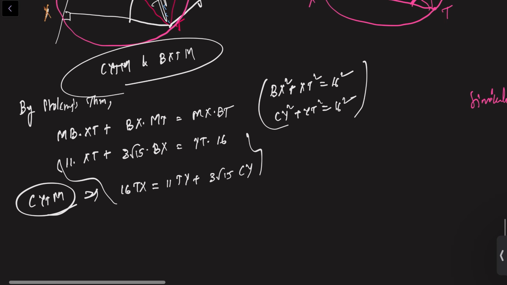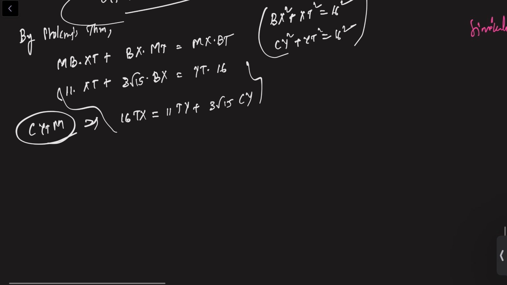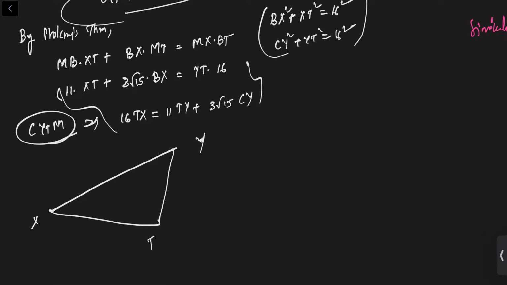And apart from that, if we just consider the triangle XTY, this triangle looks something like this. So we are given X, Y and T. So this is 180 minus alpha.